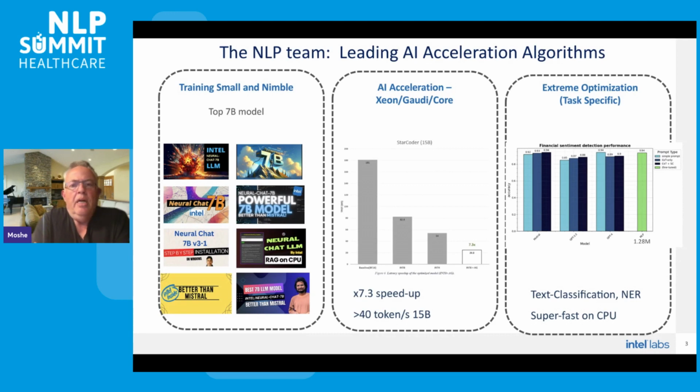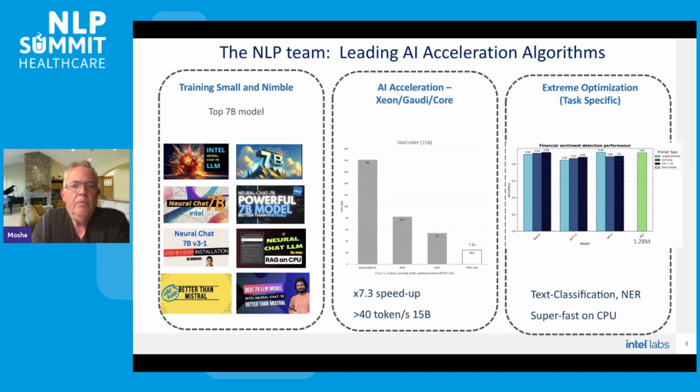In addition, we are doing AI acceleration on all Intel hardware platforms: from Xeon, our CPU, to Gaudi, our AI accelerator, and our core, which is optimization on the client side. Here we have an example of a 15 billion model with up to 7x speedup, which is great, more than 40 tokens per second.